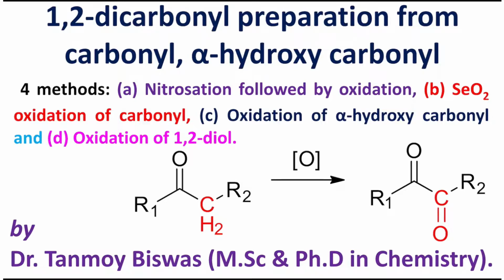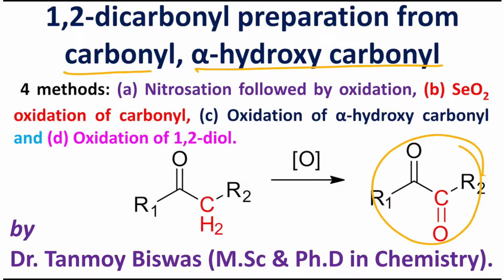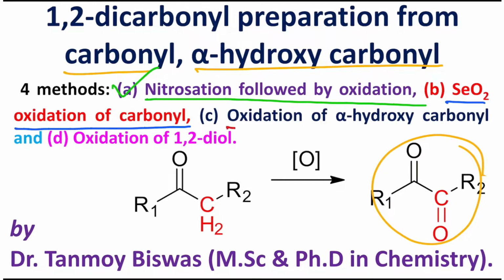Today's topic of discussion is one very interesting topic, that is preparation of 1,2-dicarbonyl compounds from carbonyl or alpha-hydroxy carbonyl, etc. I mean derivative of carbonyl you may consider. Now for that purpose we will discuss four methods. One is nitrosation followed by oxidation. Second method is selenium dioxide oxidation of carbonyl. The third method is oxidation of alpha-hydroxy carbonyl, and the final or fourth method is oxidation of 1,2-diol. So this video is going to be pretty interesting.